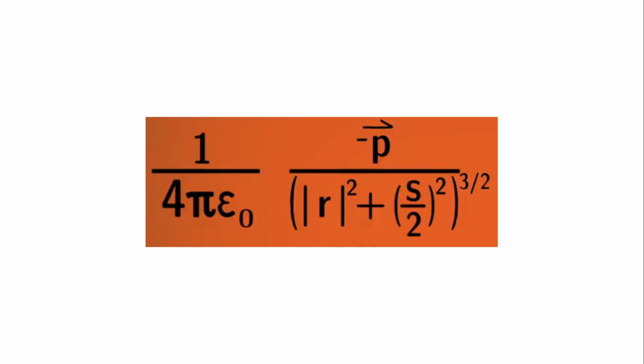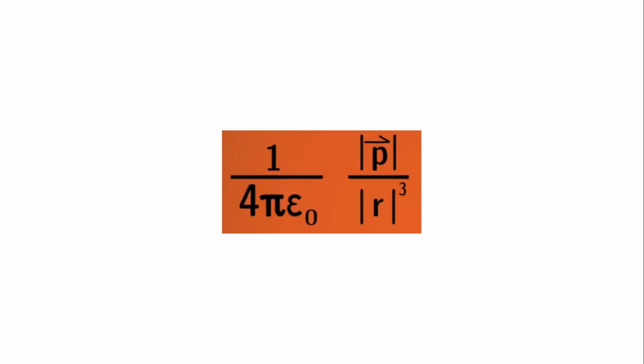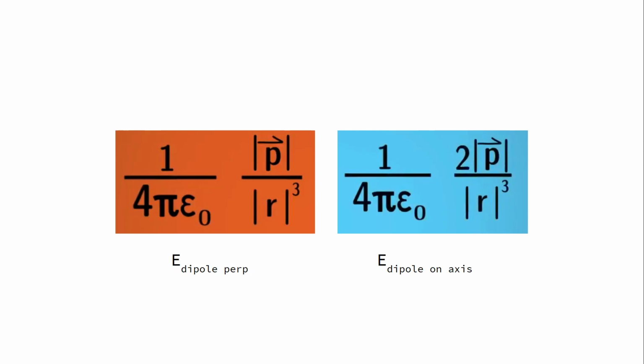Much like the case when the observation location was parallel, we then looked at a more specific case of the observation location being perpendicular, which was when S is small when compared to R. Here, we can again set S to equal 0 and reach this equation. Comparing this one to the equation we reached in the parallel case, with R being much greater than S, we can see that E dipole perpendicular has half the magnitude of E dipole on axis.